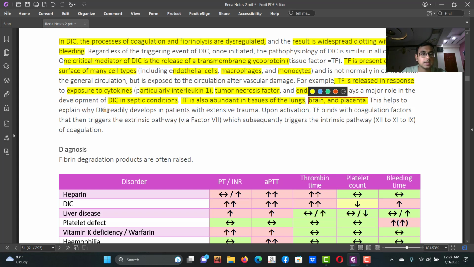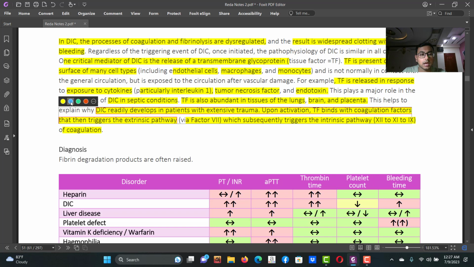This helps to explain why DIC readily develops in patients with extensive trauma. Now factor 7 significantly triggers the intrinsic factors, that is 12, 11, and 9 of coagulation. So it may also hamper that. DIC readily develops in patients with extensive trauma, and activation of transmembrane glycoprotein binds with the coagulation factors that trigger the extrinsic pathway, that is factor 7, and subsequently also trigger the intrinsic pathway, the factor 12, factor 11, and also factor 9.